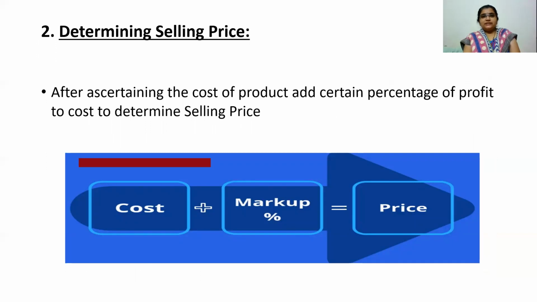Then the second one, determining the selling price. After ascertaining the cost of a product, add a certain percentage, that is the margin, to the total cost of production. That will help to know what exactly the selling price of that product is. We can say the total cost of production, added with the percentage or margin of profit, will equal the selling price of a product.